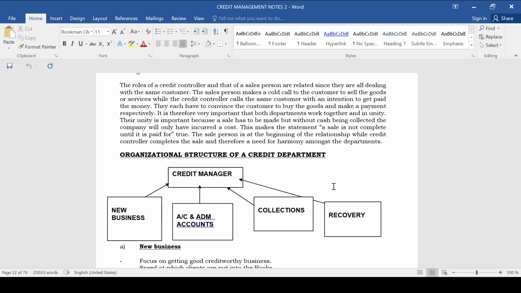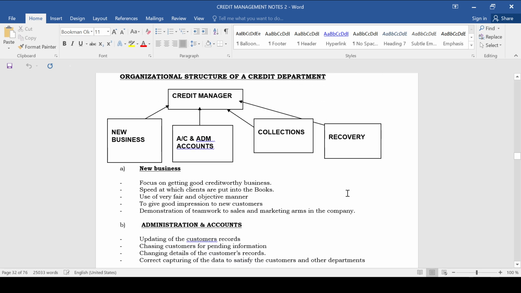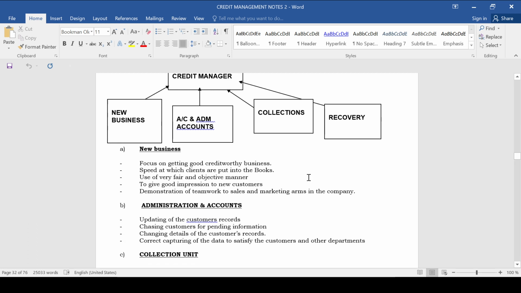So, and then now the credit manager could report either to the head of credit, or to the director of credit, or even to the finance manager, depending on the nature of the institution you are in. And I think there is no war as far as that is concerned. We've agreed upon it. So under new business, it's good to understand what normally happens in a credit department.